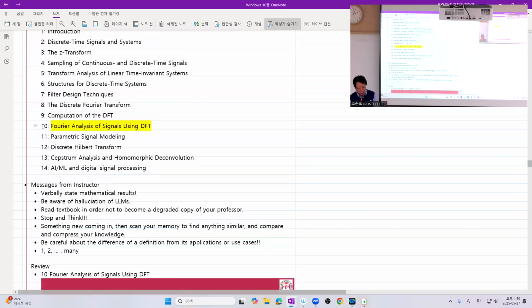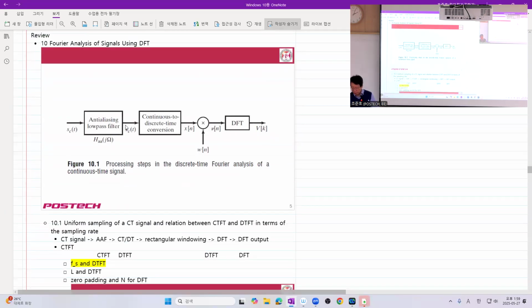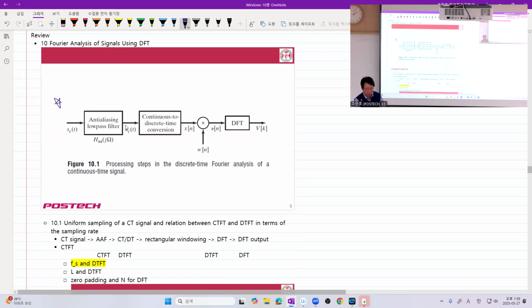Today, we are going to finish chapter 10, entitled Fourier Analysis of Signals Using DFT, which is the heart of this course. So last time, let me review.